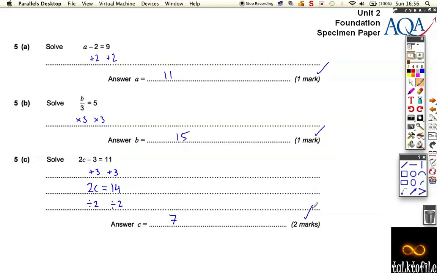Now we can check we've got the right answers here, because we can put our answer back into the question. 2 times our 7 is 14, take away 3 is 11. So I know I've got them right in the test. Okay?